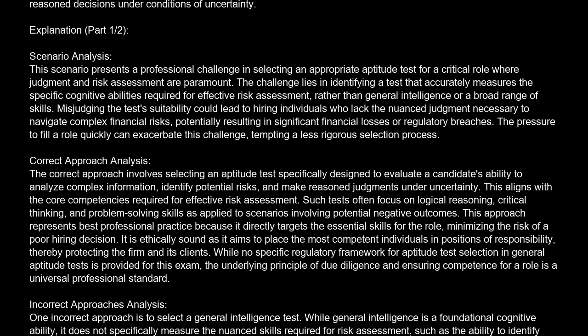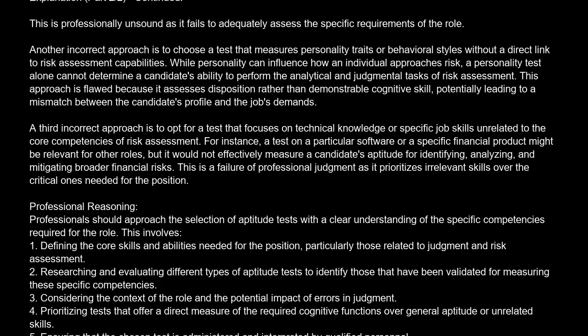Incorrect approaches analysis. One incorrect approach is to select a general intelligence test. While general intelligence is a foundational cognitive ability, it does not specifically measure the nuanced skills required for risk assessment, such as the ability to identify subtle warning signs, weigh probabilities of adverse events, or understand the cascading effects of risk. Relying solely on a general intelligence score could lead to overlooking candidates with strong risk assessment aptitude, but who may not score exceptionally high on broad cognitive measures. This is professionally unsound, as it fails to adequately assess the specific requirements of the role.